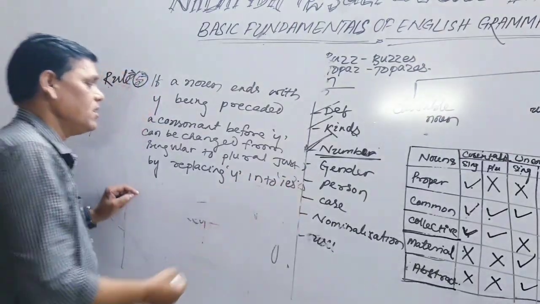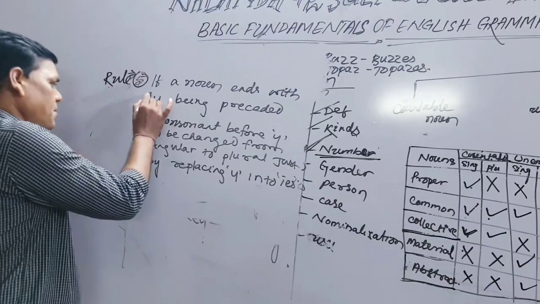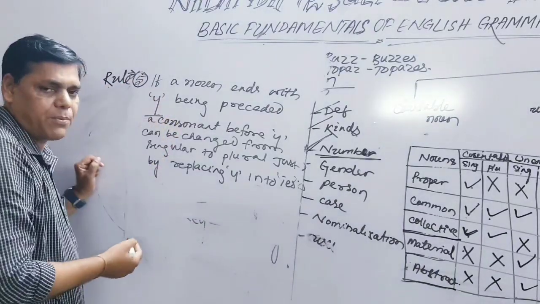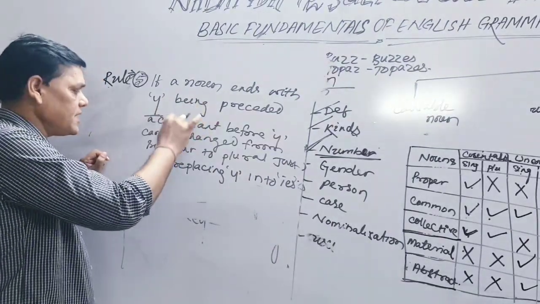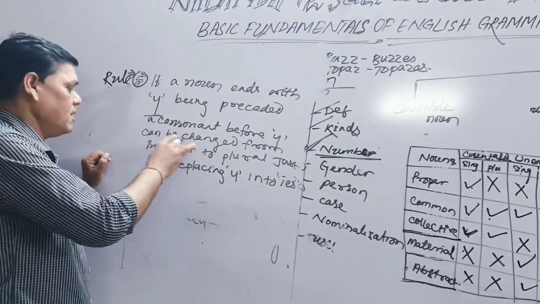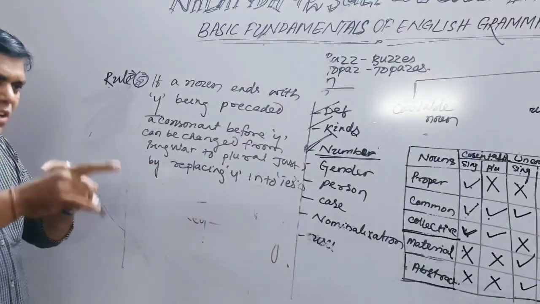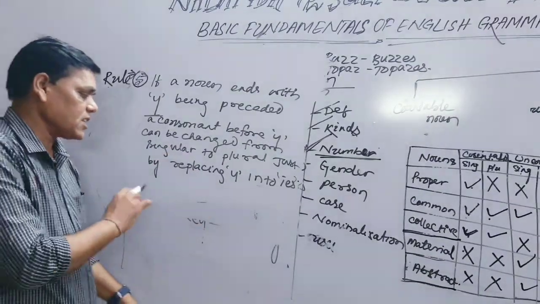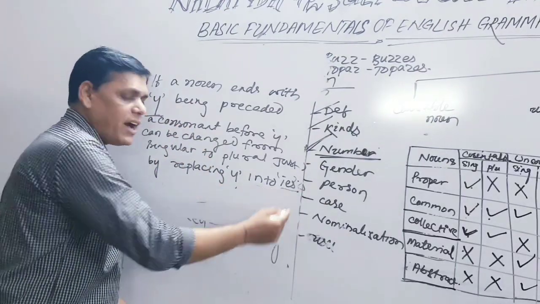All of you clear? Look at the rule again. If the final letter of a singular countable noun is Y, and a consonant is used before Y, we can change the word from singular to plural by replacing Y with IS.